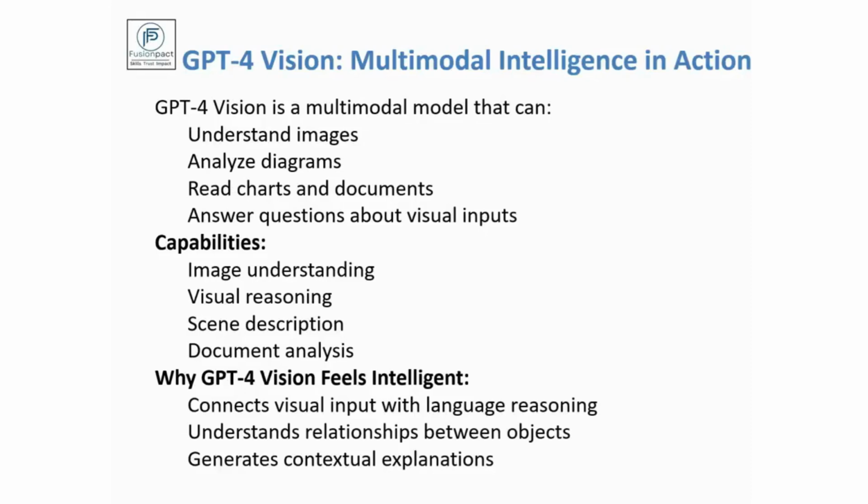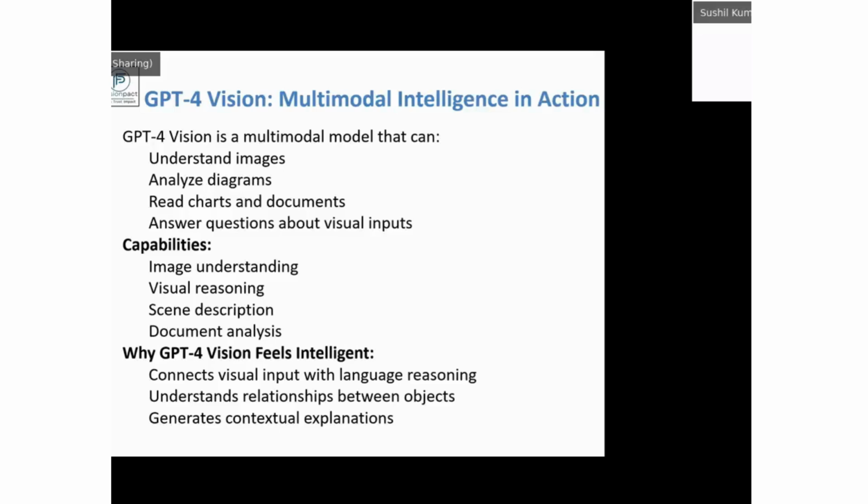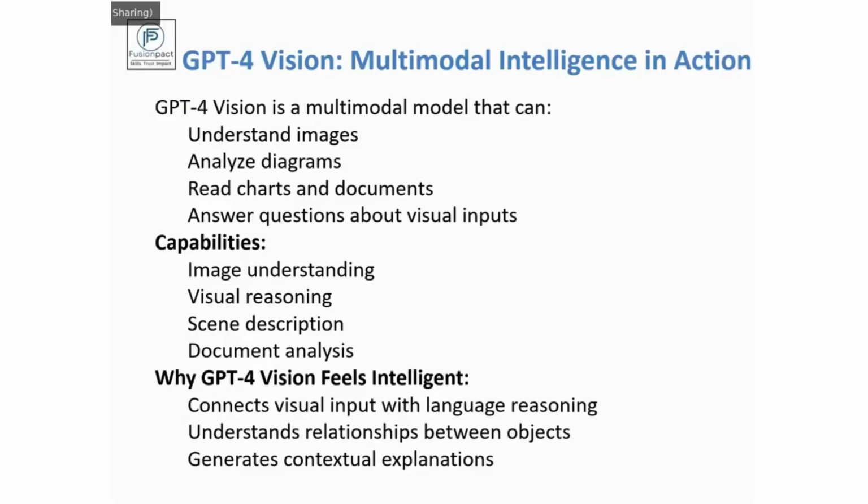GPT-4 Vision Multimodal. GPT-4 Vision is a multimodal AI that can understand and analyze images. It can read documents, understand charts, and answer questions about images. For example, if you show it a graph, it can explain the trends and insights. This is possible because the model converts visual information into embeddings and combines it with language understanding. This makes AI more useful in real world applications.